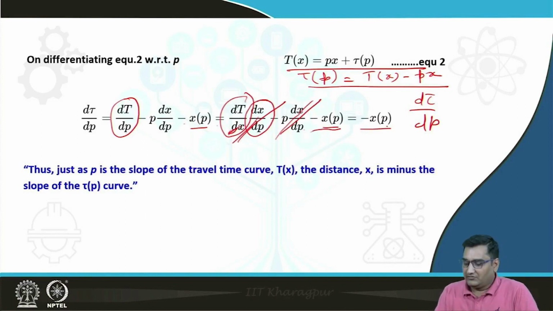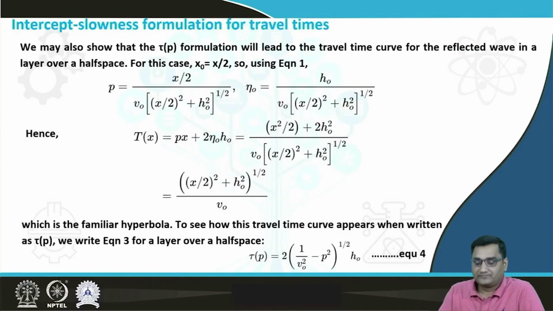Minus x. So you can see that the slope of the tau p curve is the negative of the offset distance. The slope of the tau p curve is the negative of the offset distance.